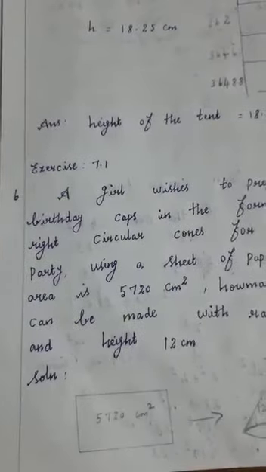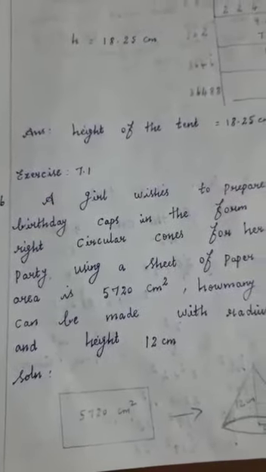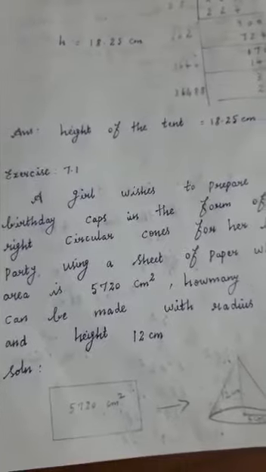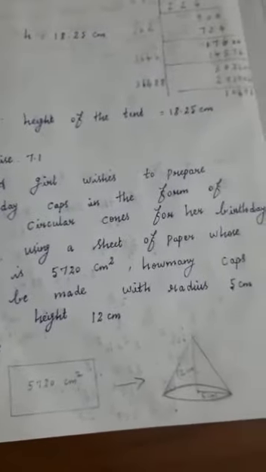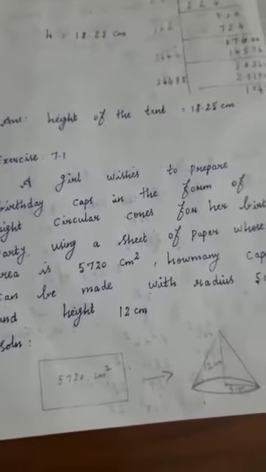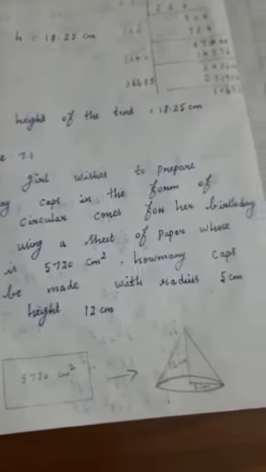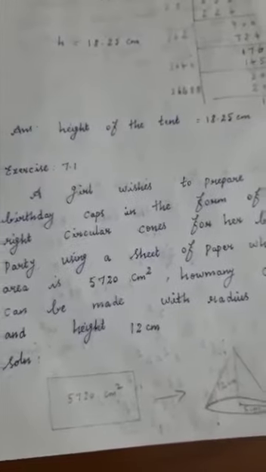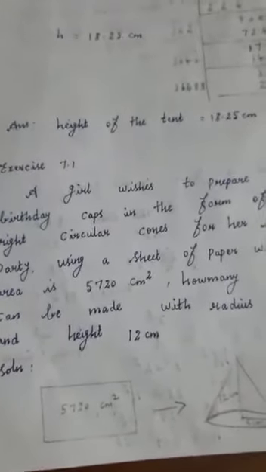Now let us see exercise 7.1, sixth question. A girl wishes to prepare birthday caps in the form of right circular cones for her birthday party using a sheet of paper whose area is 5720 centimeters square. How many caps can be made with radius 5 centimeter and height 12 centimeter?